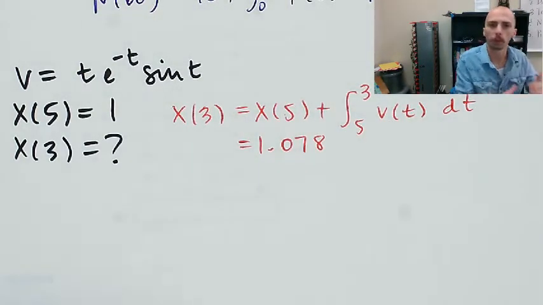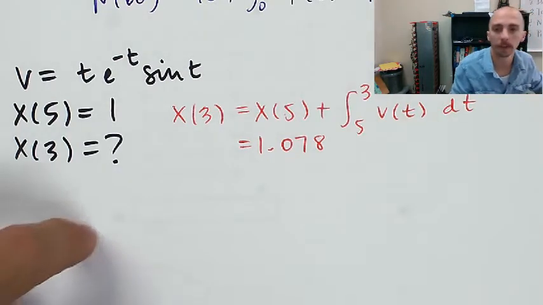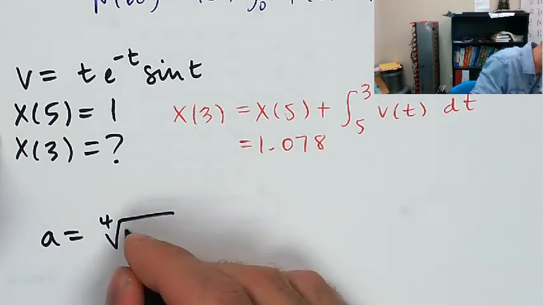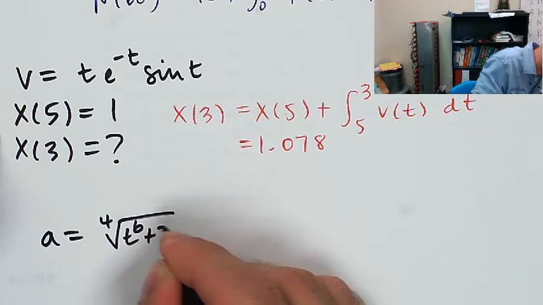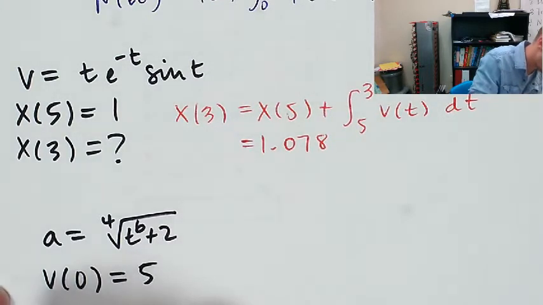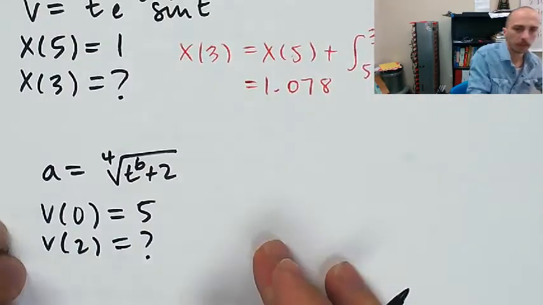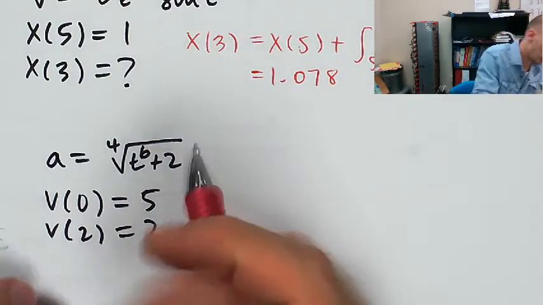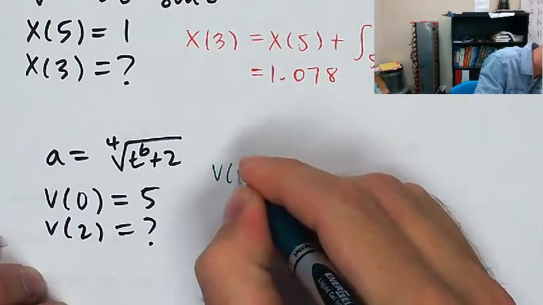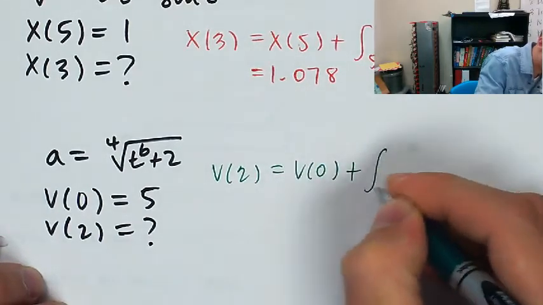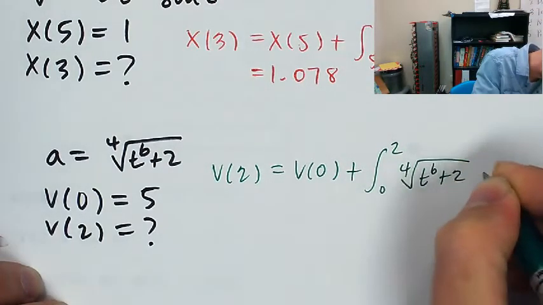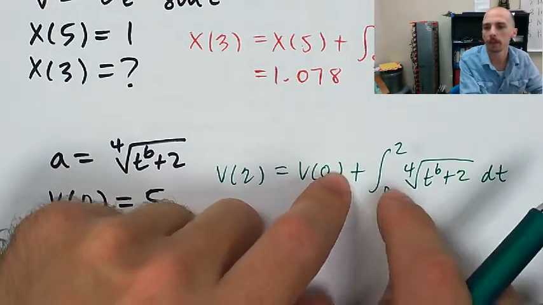Okay. I could also do this with a given acceleration. If they gave me an acceleration in time, maybe I'll do that. A equals the 4th root of t to the 6 plus 2. And the velocity at time 0 is equal to 5. What is the velocity at time 2? Okay. That would be where we would say, all right, velocity at 2 is going to equal v of 0 plus the integral from 0 to 2 of the derivative of velocity, which is acceleration, dt. And you could say 5 plus the integral from 0 to 2 of the 4th root.